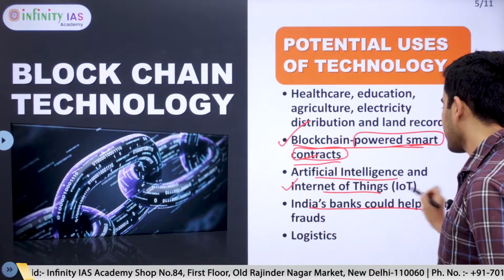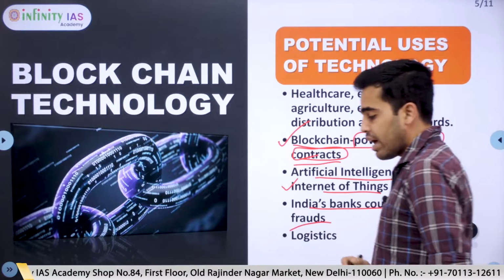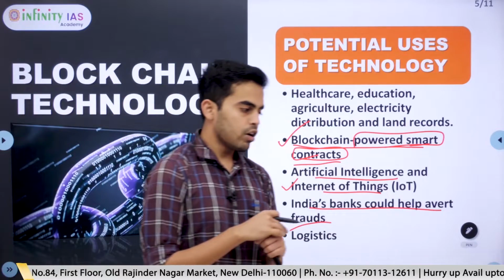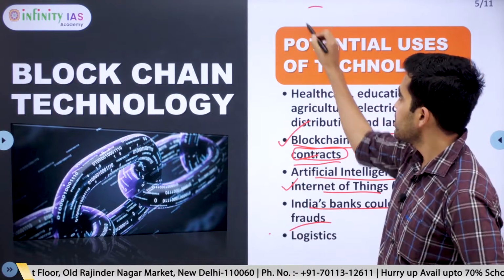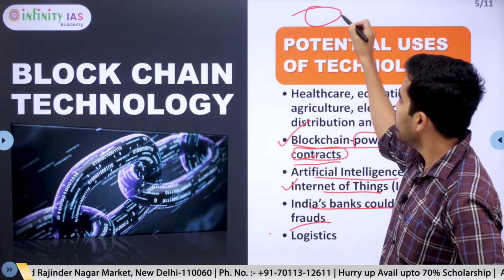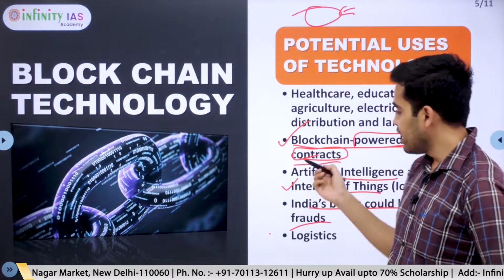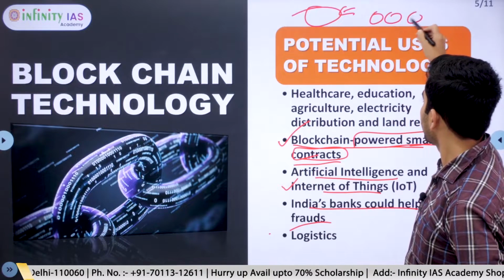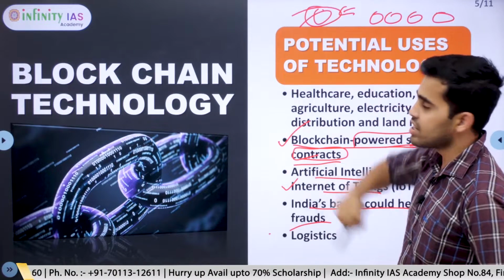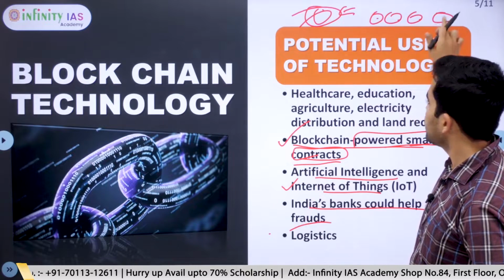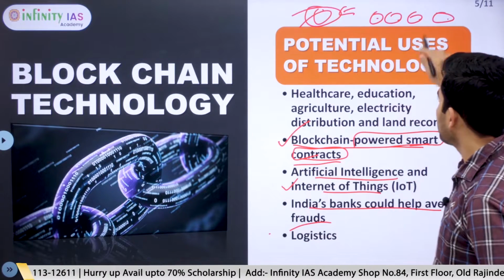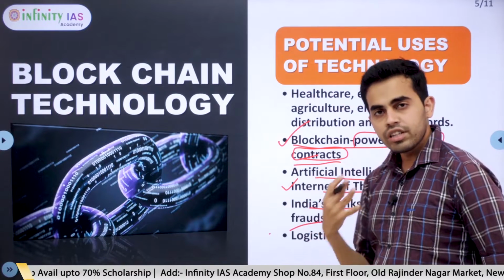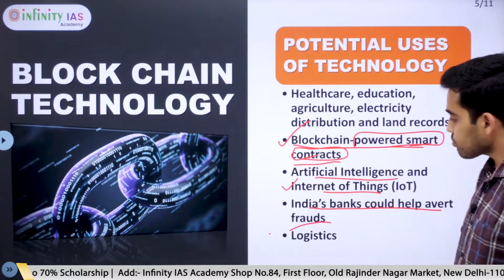Then India's banks could help avert frauds. We see that there are a lot of frauds happening in the banking system because the data is stored in a single server. So if we can manipulate the data in this server, it can lead to fraud. But if we use blockchain technology, the record of transaction will not be stored in a single server, but it will be stored in multiple places. So it will become difficult to manipulate such data, and this will help in reducing fraud in the banking system.